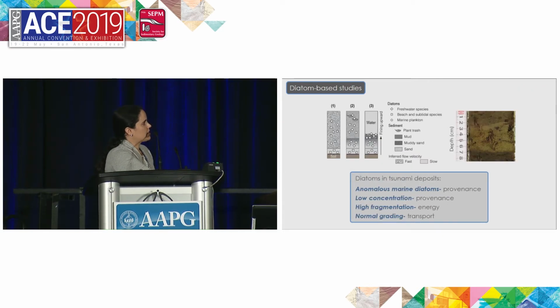In tsunami deposits, diatoms, obviously, you're going to get this anomalous marine signature of your diatoms, so it's going to tell us about the provenance of the deposit that we're looking at. Often they're low concentration because the beach sediments don't have a lot of diatoms in them, like an actual beach or beach ridge. High fragmentation, so as they're transported, we often see them broken up in the deposit. And we also can sometimes see the normal grading of the valves, just like we have the fining upward of the grain size of the sand, we also see fining upward of the diatom valves.